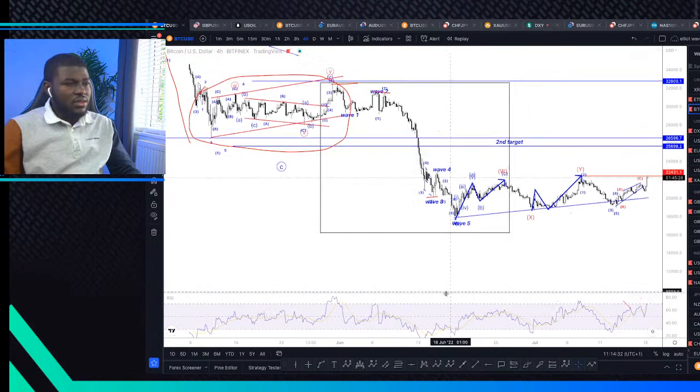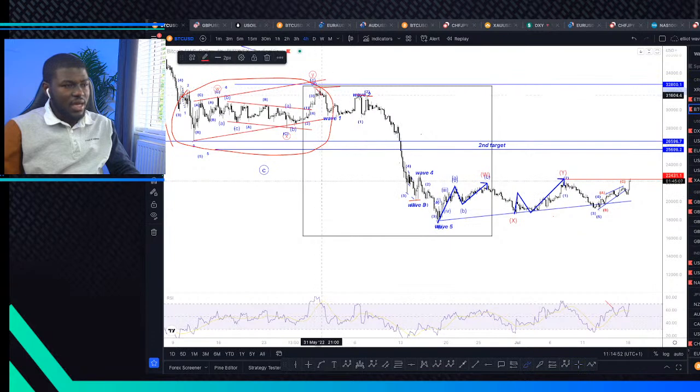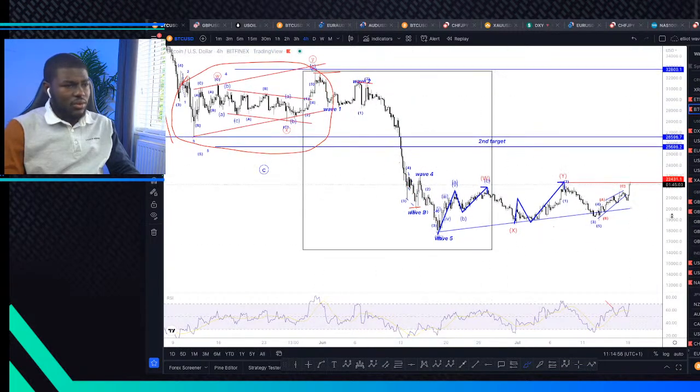So on the 4-hour time frame, I already analyzed that the whole of this move here is a correction, starting from this low of 26,000 up to the high of 32,000. It was followed by a breakdown to the opposite direction, starting from this high to this low. We had an impulse right there.